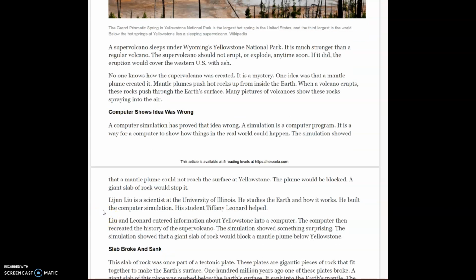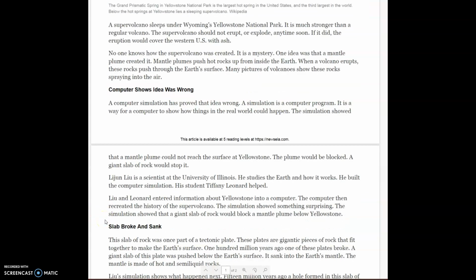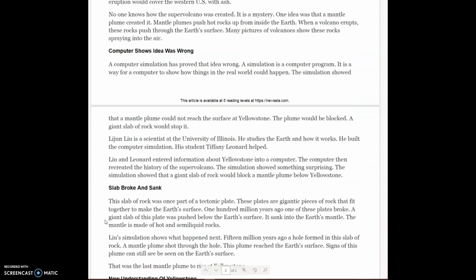Legion Liu is a scientist at the University of Illinois. He studies the Earth and how it works. He built the computer simulation. His student, Tiffany Leonard, helped. Liu and Leonard entered information about Yellowstone into a computer. The computer then recreated the history of the supervolcano. The simulation showed something surprising. The simulation showed that a giant slab of rock would block a mantle plume below Yellowstone.